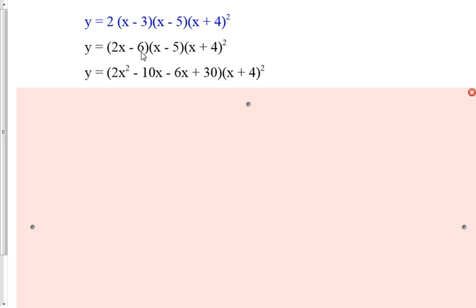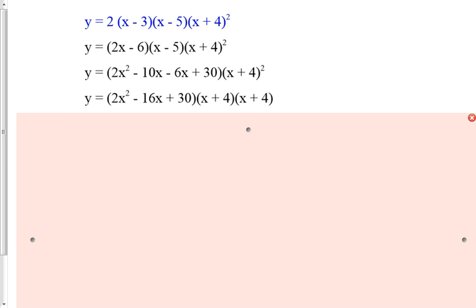But I also need to bring down this x plus 4 squared because I haven't done anything to it yet. Now I would like to combine like terms to find 2x squared minus 16x plus 30 is multiplied by x plus 4 multiplied by x plus 4. And in this step, what I did was I broke apart my x plus 4 squared so I could see it much more easily so that I can FOIL it in my next step.